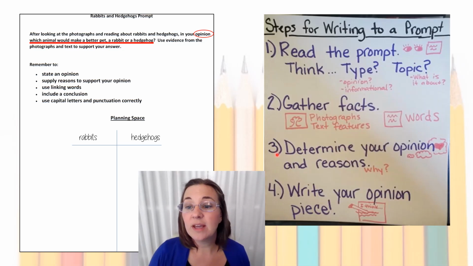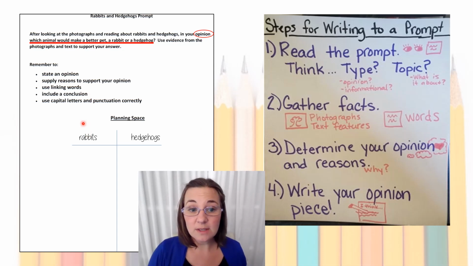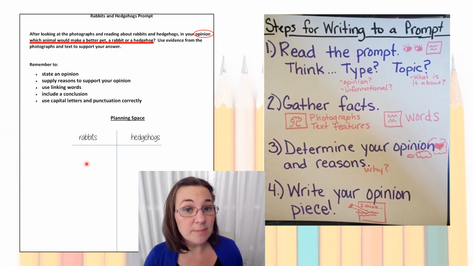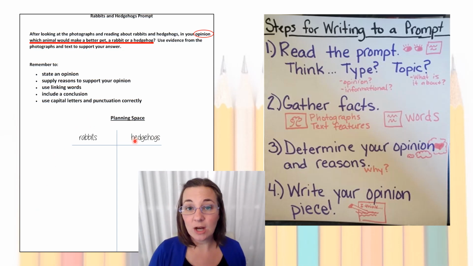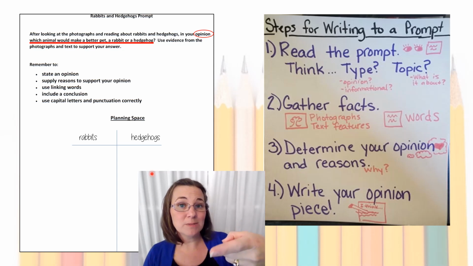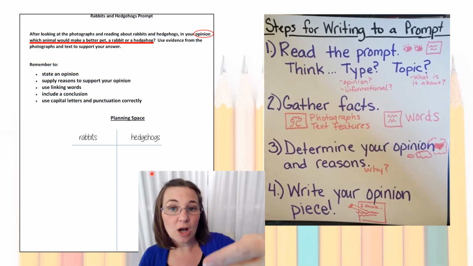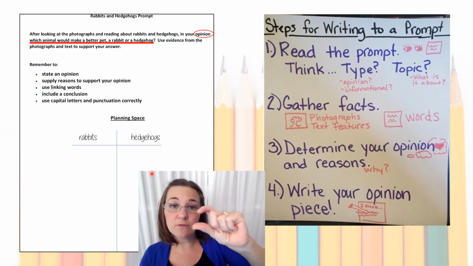Then, step 3, determine your opinion and your reasons. So then you have to decide, are you going to go with rabbits as the better pet or hedgehogs as the better pet? And you could even circle it if you need to. Once you decide, let's say I'm going with hedgehogs, I need my 3 reasons. And remember, it's not like hedgehogs have spiny skin, have spines, or hedgehogs are small, right? Those are facts about it.